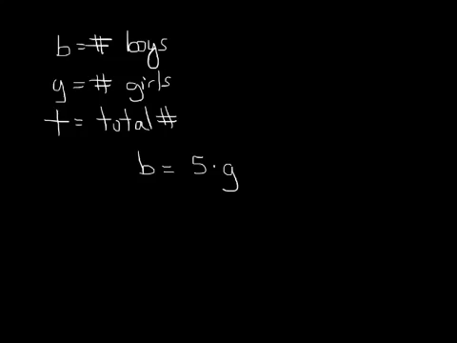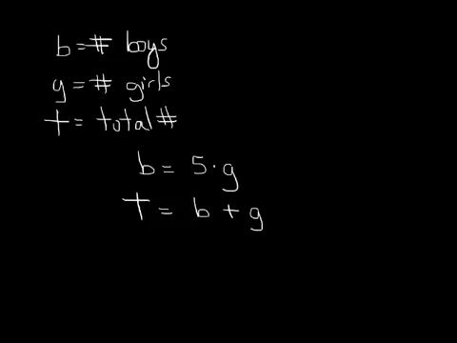Now, what if I wanted to relate the total number of students? The total number of students would be all the boys and all the girls. So here's how I could write it if I wanted to use both the letters B and G. The total number of students is all the boys plus all the girls. Now this is the trickiest of all.